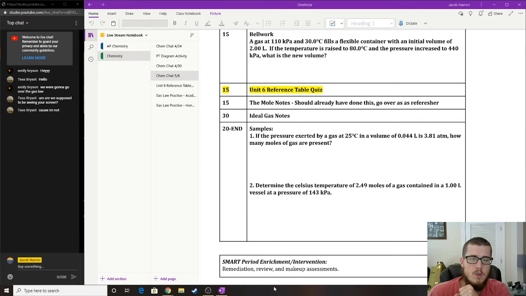But I want to talk about these two samples. Those are based on the ideal gas notes, which you should have already taken. But I'm just going to talk about it real quick. So, ideal gases. What makes them ideal? Well, we have to make a lot of assumptions about them. If you want to know about that, you can find out more on your own time.